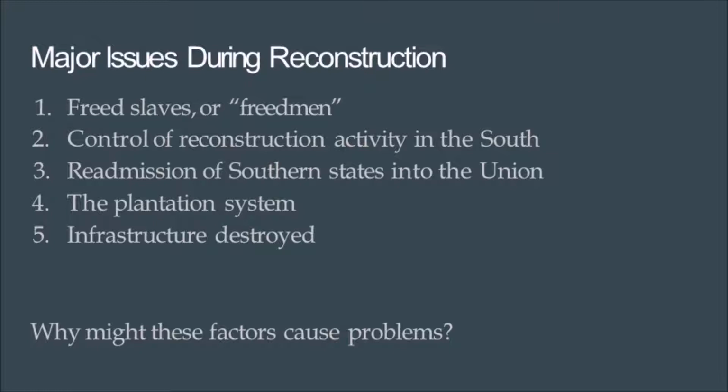The next problem is, who's going to be in charge? Who's going to be in control of Reconstruction activity? Because the federal government is going to spend a lot of money rebuilding the South. And that's tax money. And that tax money is not going to come from the South because they don't have any money. We've destroyed everything. It's going to be northern tax dollars being spent in the South. And they're going to demand that they have some say over it.